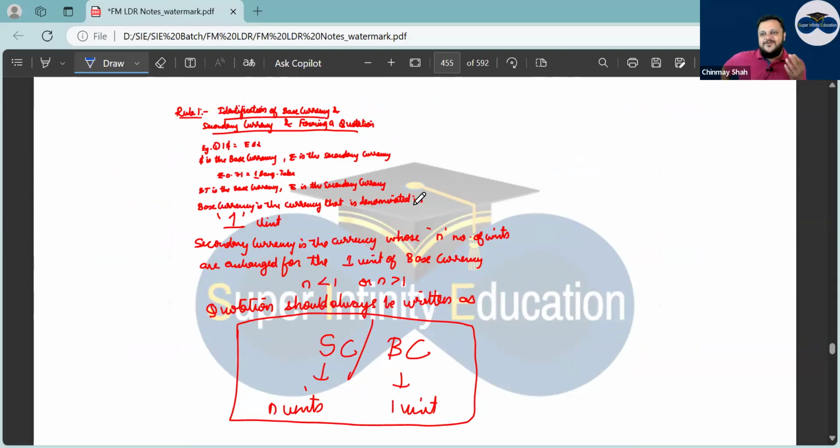Secondary currency is n units of a currency for 1 unit of a base currency. Base currency is 1 unit of currency for n units of secondary currency. So if I say, sir, $1 is equal to 72 rupees, that means the quote is rupee by dollar or dollar by rupee? Tell me. When I say $1 is equal to 72 rupees, the rate is rupee by dollar or dollar by rupee? Rupee by dollar. Secondary by base currency, correct?